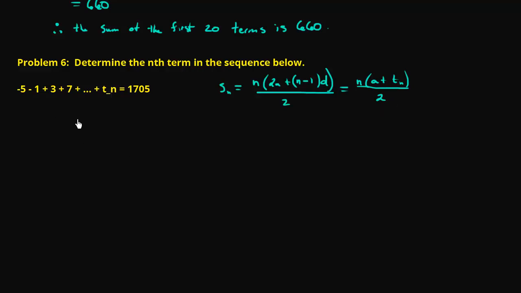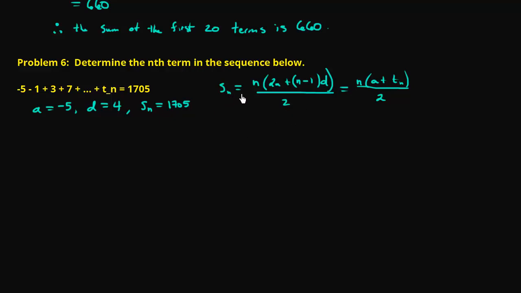Now, in this problem, let's think about what we're given. We're given a, the first term, which is negative 5. We know that the common difference d is equal to 4. And we're not given n. We don't know how many terms are in the series, and we don't know what the nth term is. We've got to figure that out. But we do know what S sub n is. We do know that the sum of this series is 1,705. So let's see how we can apply the formulas.